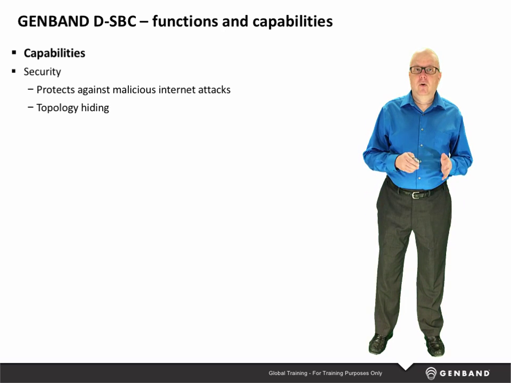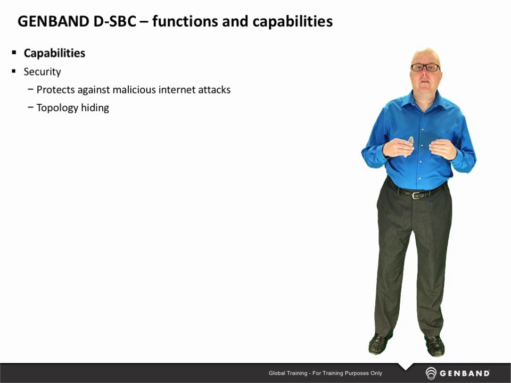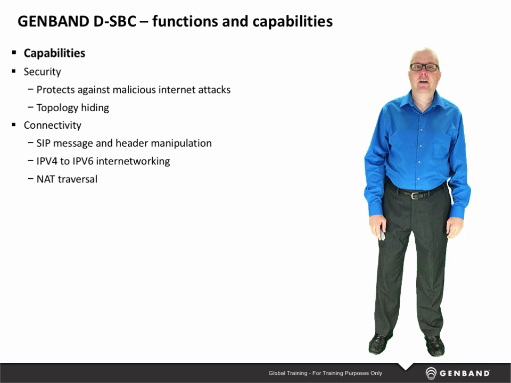It's going to hide your network addressing topology. Customers are going to have a public-facing IP address for SIP signaling and a separate address for public RTP audio. And then there will be a SIP signaling address and audio address on the private side.